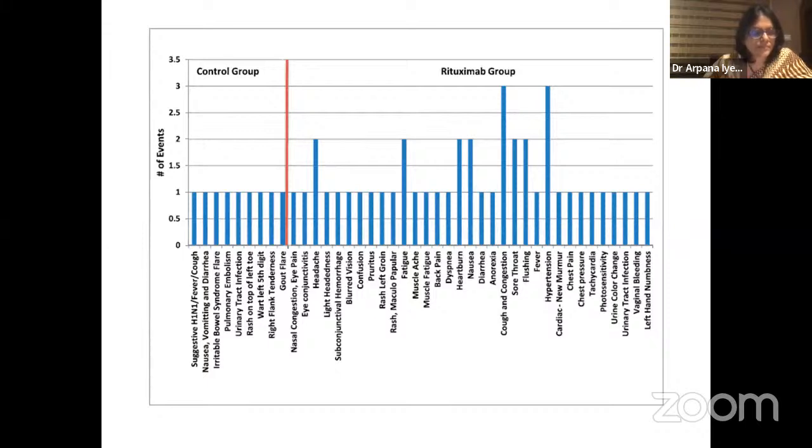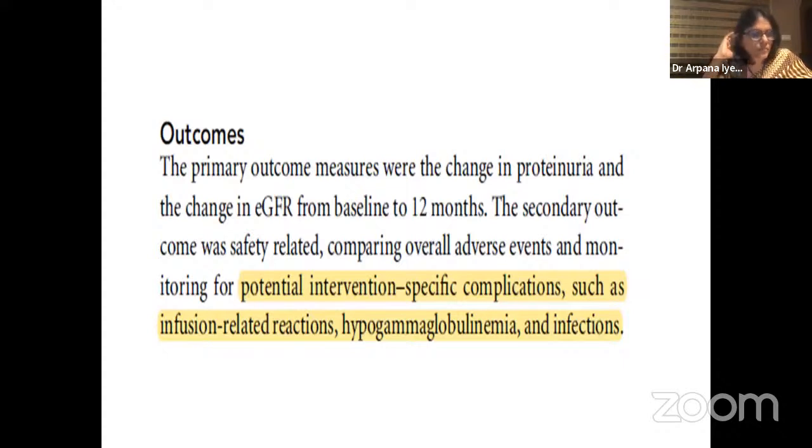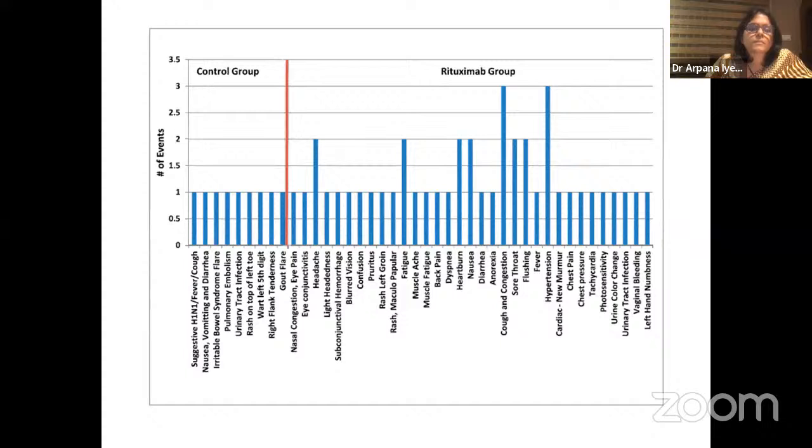But what is striking is this. I have taken this picture from the same article, with underline, where they have written potential intervention specific complications such as infusion related reactions and hypogammaglobulinemia. So they are also potential intervention specific complications, but they are not mentioned in the adverse effects of the rituximab group. So should we take it as no one had this adverse event, or that they are not mentioned? It is of course another flaw of this study. I discussed this with madam, and we need to discuss it with the group here. Yes.